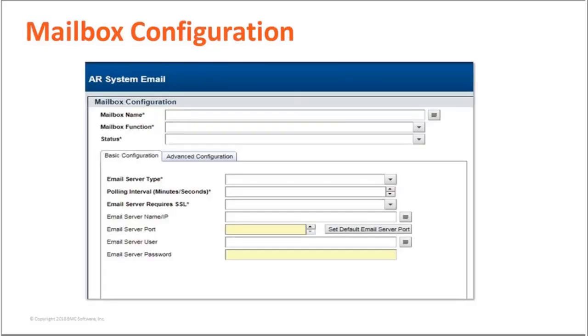The first point of configuration we'll discuss is the AR system email mailbox configuration form. The purpose and functionality of this form is for the creation and managing of your incoming and outgoing mailboxes. Here you specify functionality with regards to the email engine behavior for incoming and outgoing email, protocol, security, and more. This is also where you will configure the email engine's connectivity to the mail server for each of your individual mailboxes.